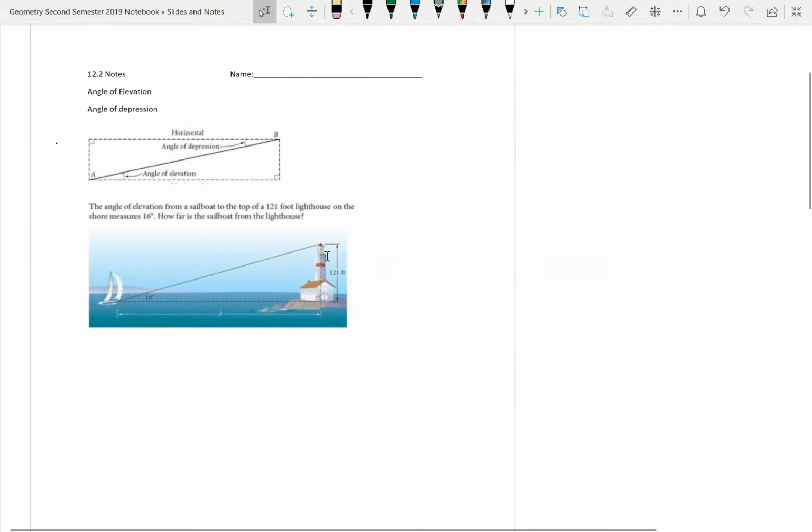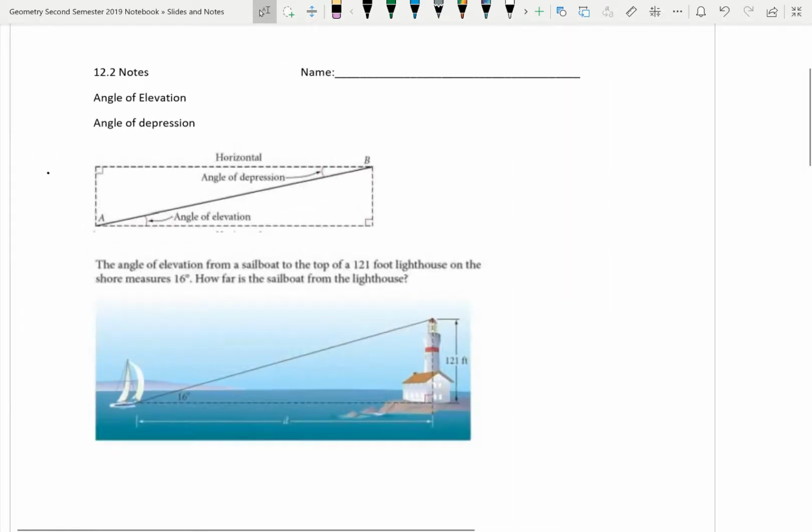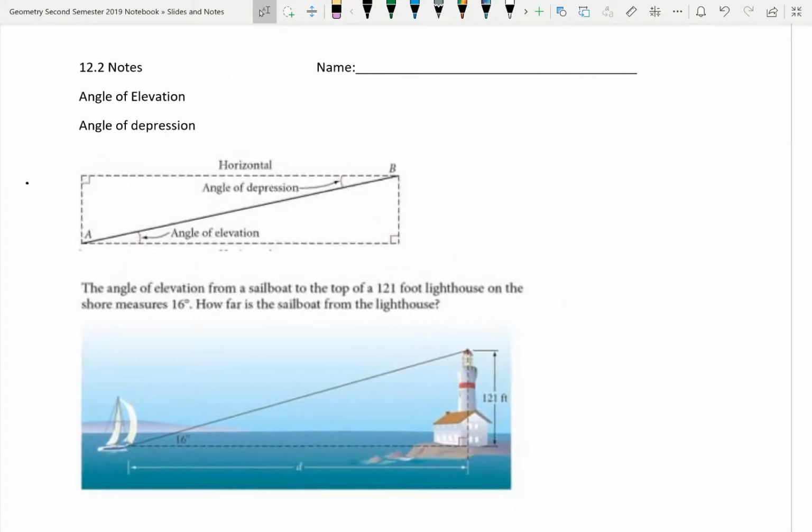All right, this is going to be lesson 12.2. We're going to do an extension of trigonometry. First of all, there are two new phrases you'll see: one is angle of elevation and the other is angle of depression.